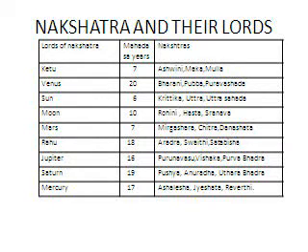Jupiter rules over Punarvasu, Vishaka, Purvabhadra, and the number of years is 16. Saturn rules over Pushya, Anuradha, Uttarabhadra, and the number of years is 19. Mercury rules over Ashlesha, Jeshta, Revati, and the number of years is 17.